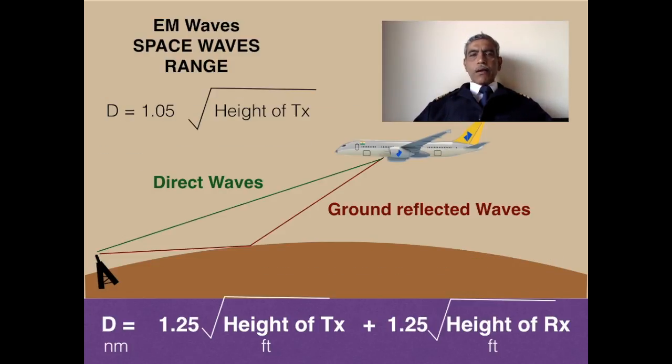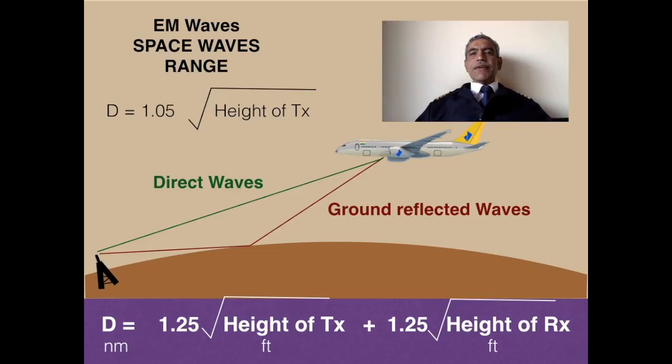In the earlier class, I taught you that this line of sight range from a transmitter is given by the formula d equals 1.05 into the square root of the height of the transmitter, where d is in nautical miles and height is in feet. And I also covered that this doesn't give rise to longer ranges, and practically it's of no use if we are to get only these particular kind of ranges.